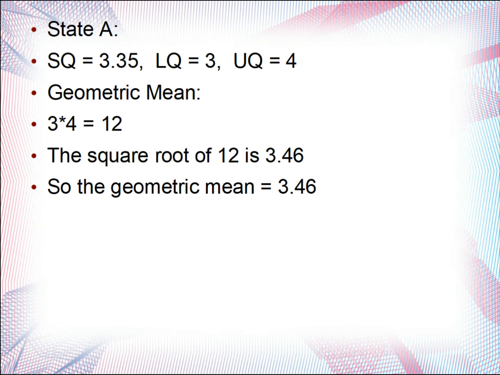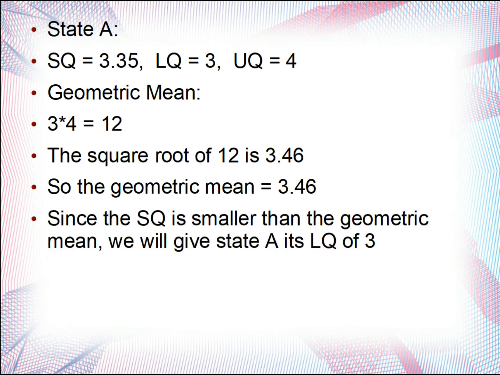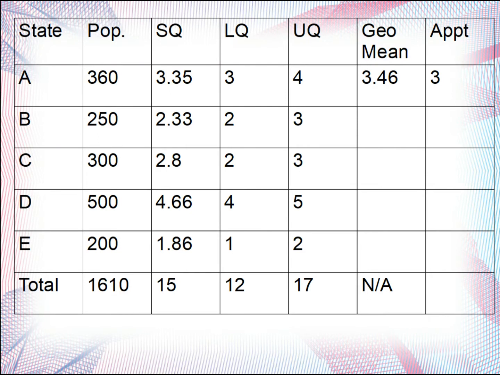Now the standard quota is 3.35. So since 3.35 is smaller than 3.46, we are going to give the state its lower quota of 3. So I'm going to fill in the geometric mean and the apportionment on the chart for state A. So there it is. So now let's look at state B.